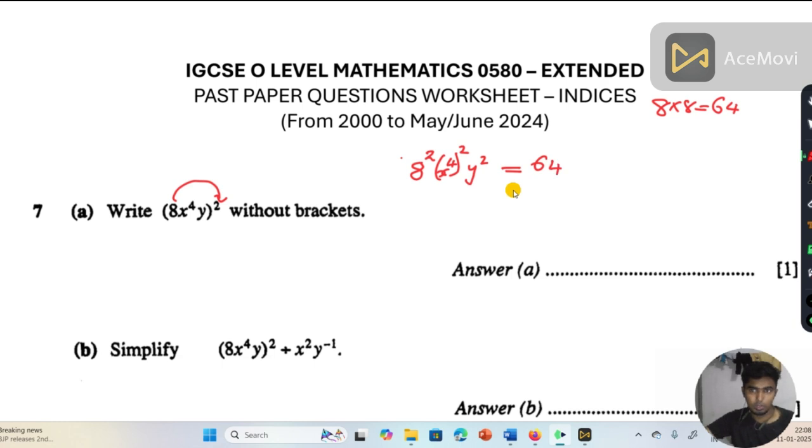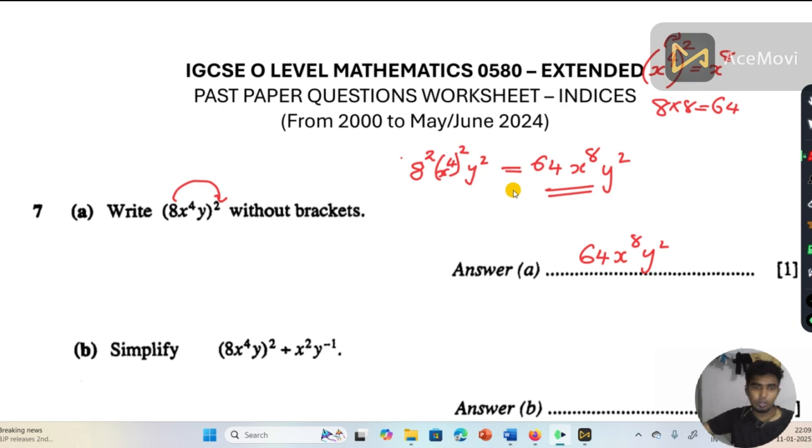And what is x raised to 4 all squared? It's just a rule of indices. We need to multiply these two powers, so x raised to 4 times 2 is 8, so we write x raised to 8, then y squared. So the final answer for this question is 64 x raised to 8 y squared.